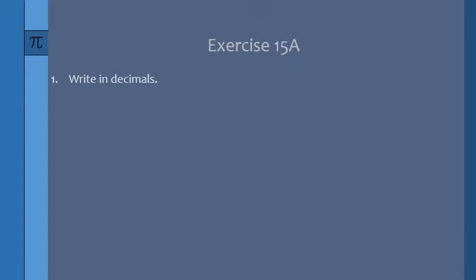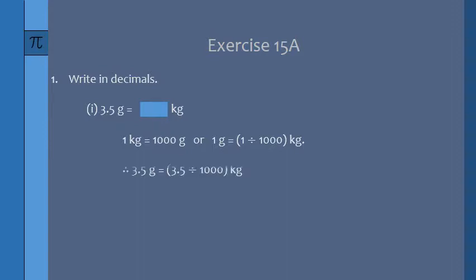Now children, let's do part I of question number 1. Here you have to write 3.5 gram as kilogram in decimal fraction. So we know that 1 kg is equal to 1000 gram, or we can say 1 gram is equal to 1 upon 1000 kg, or 1 divided by 1000 kg. Therefore, 3.5 gram is equal to 3.5 divided by 1000 kg, which is equal to 3.5 multiplied by 1 upon 1000 kg, or 3.5 upon 1000 kg.